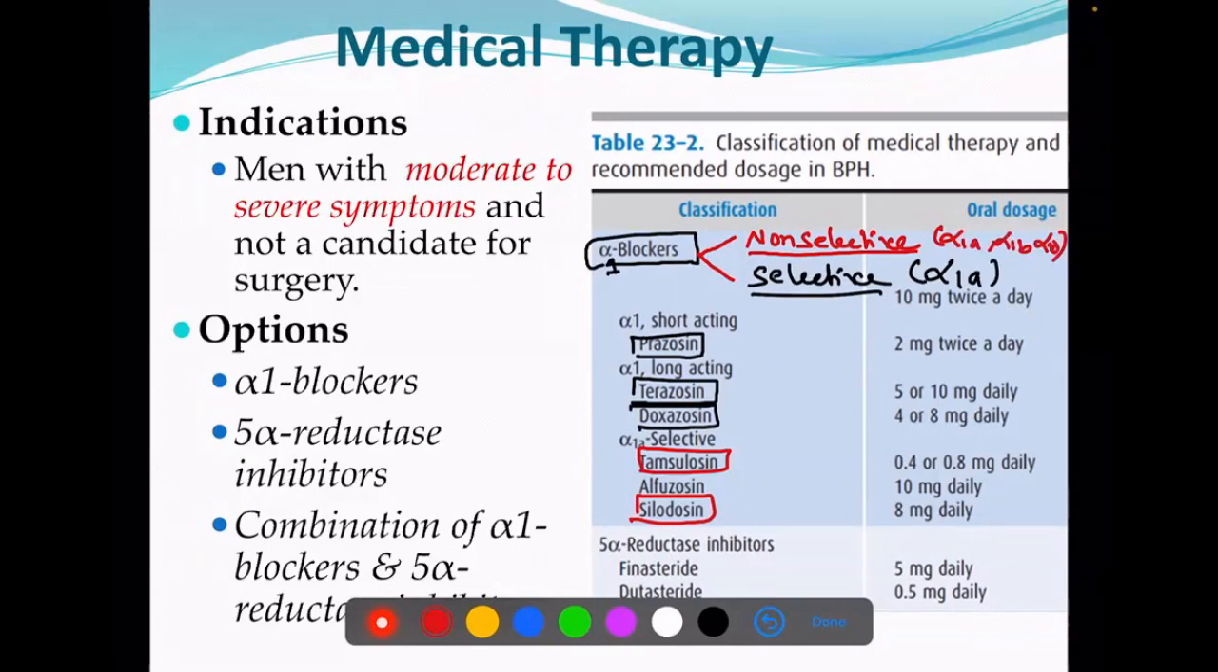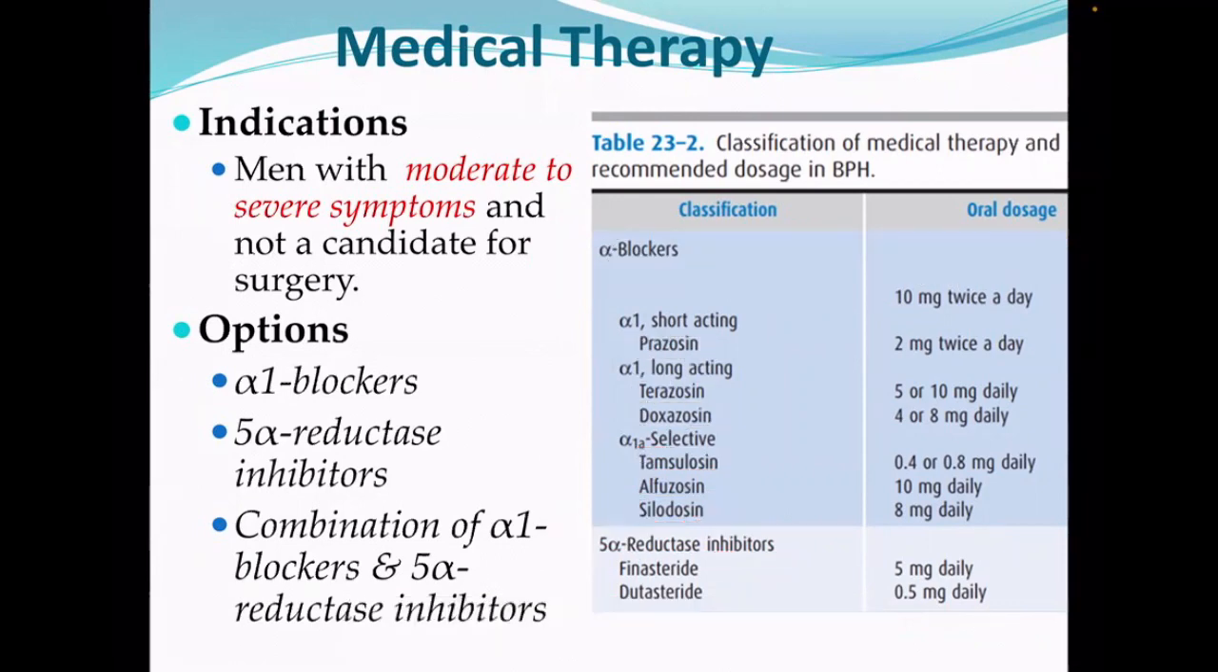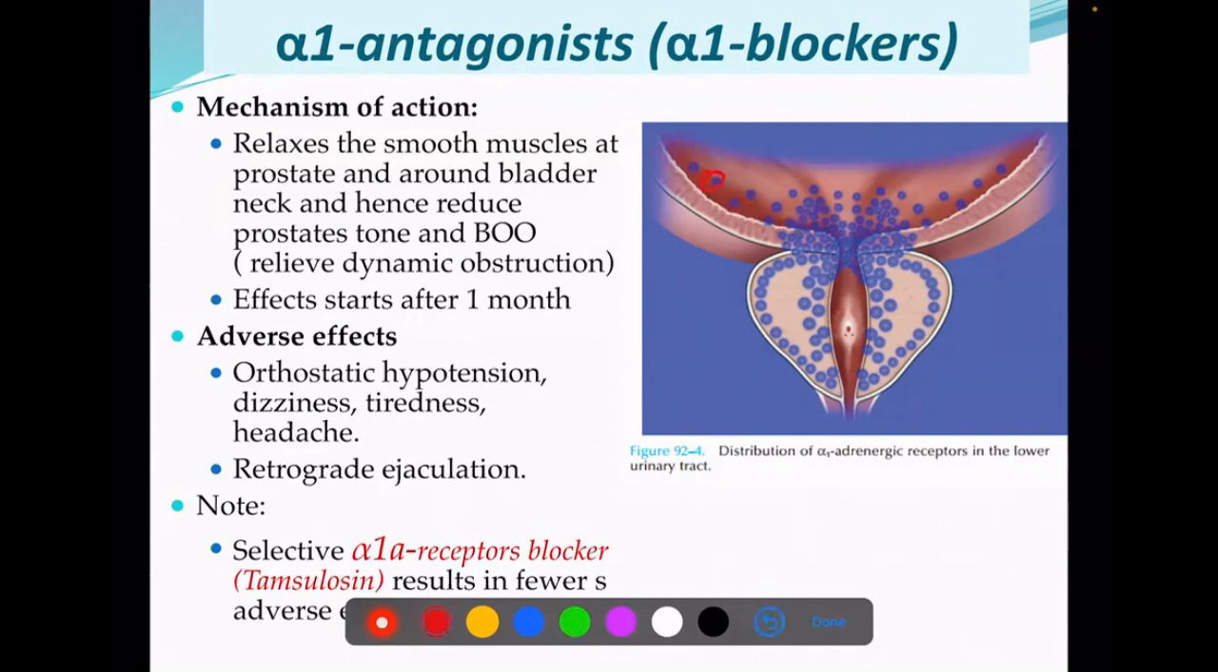The second group of drugs is the 5-alpha reductase inhibitors. This drug can decrease the size of the prostate, and examples of this drug are finasteride and dutasteride. Now let us discuss each drug one by one. Alpha-1 antagonists, or alpha-1 blockers. These are the receptor distributions.